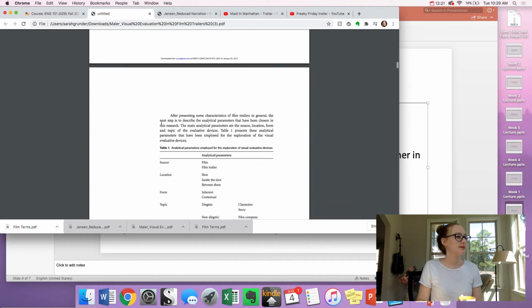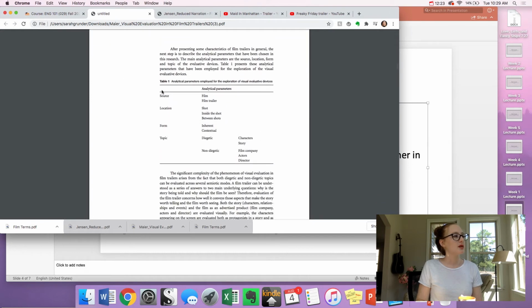I'm not going to spend too much time talking about this, but here's what's important. Here's how she's breaking down how she's analyzing these trailers. Things she's looking at is the source. Where does the visual material come from? Is it from the film itself, or was it created for the film trailer?